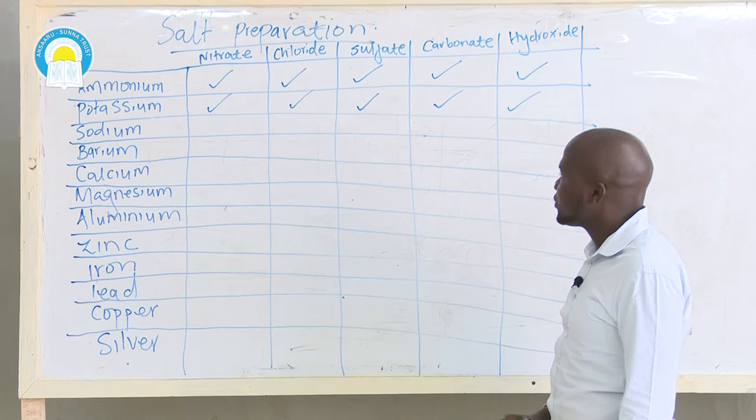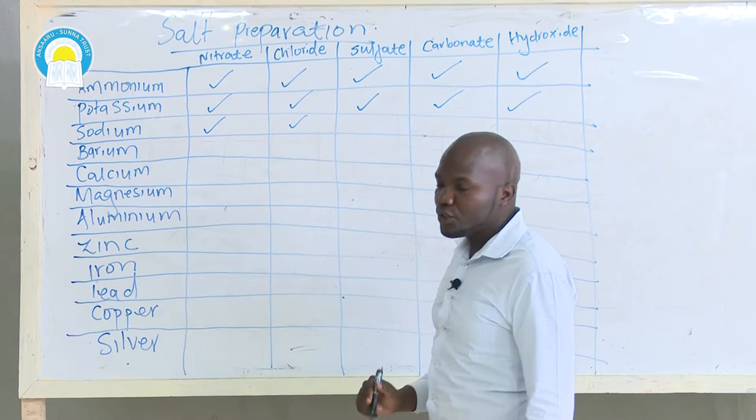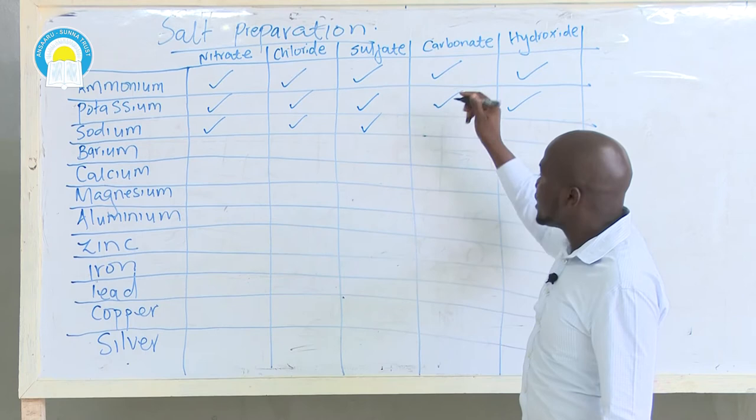In addition to that, they are saying this. Sodium nitrate is also soluble. Sodium chloride is also soluble. Sodium sulfate is also soluble. Sodium carbonate is also soluble. And then lastly, sodium hydroxide is also soluble.